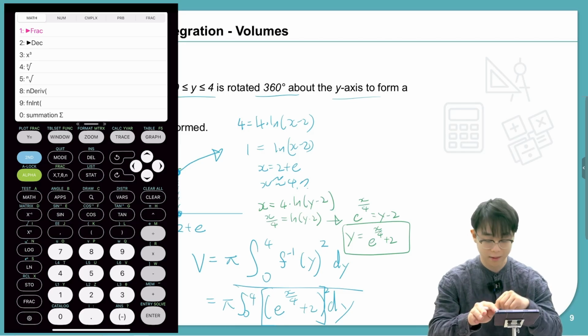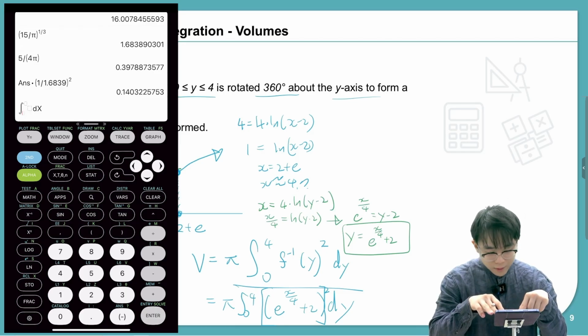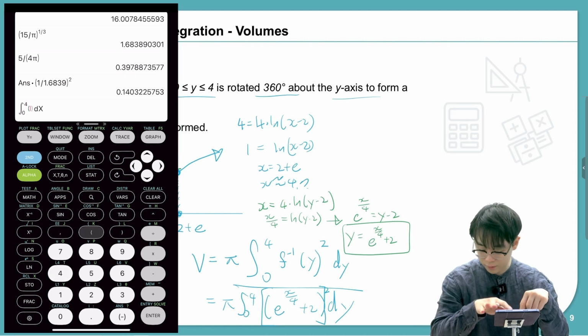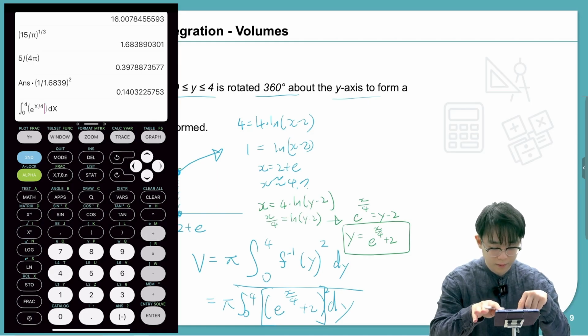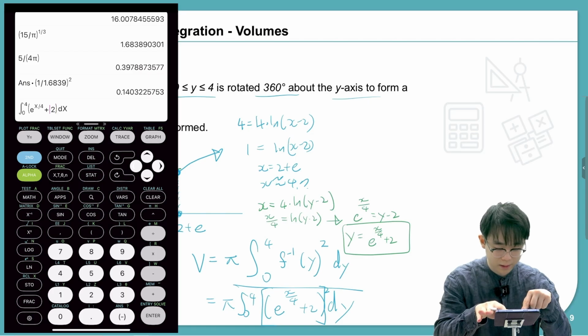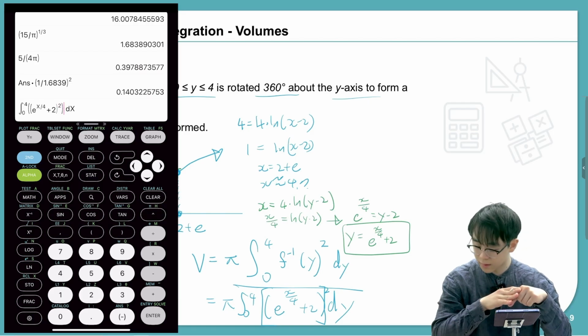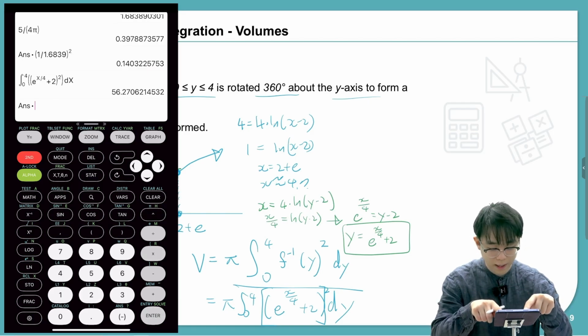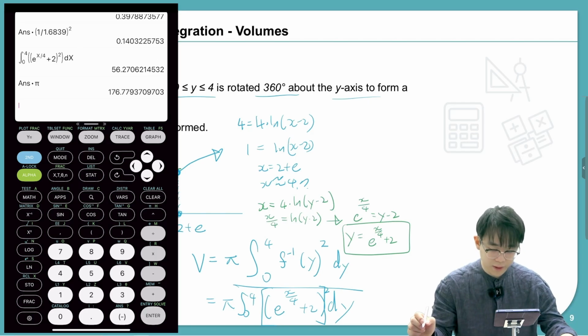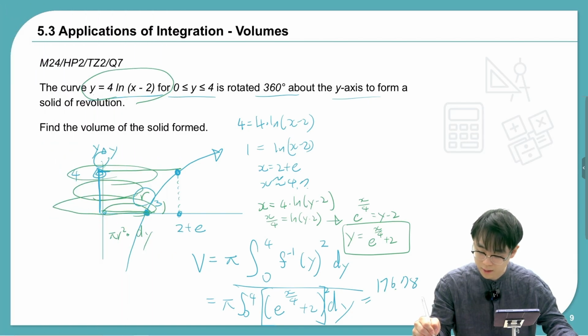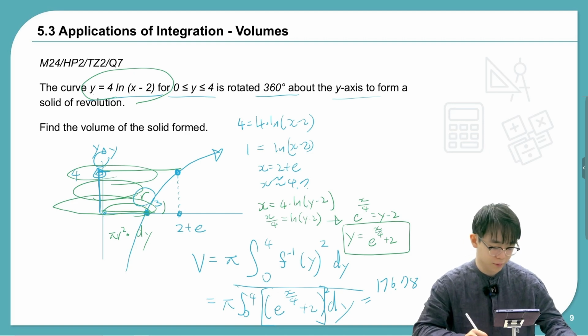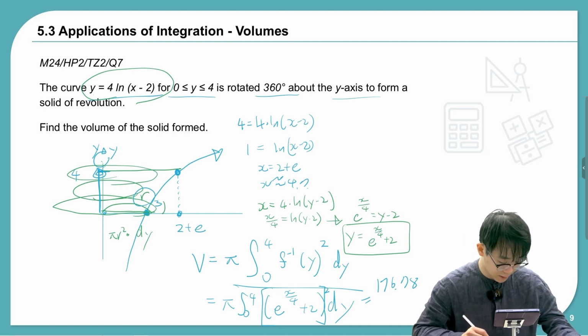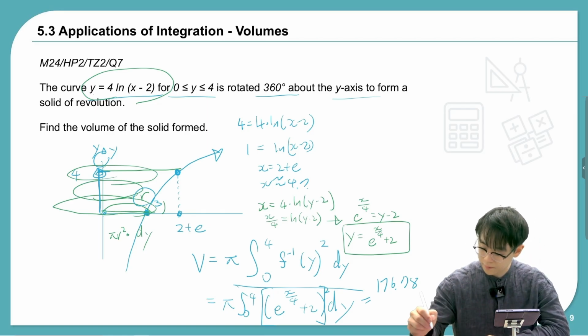Okay. So you can go to your math, integration, 0 to 4, and you would have e to the power of x over 4 plus 2. This entire thing has to be squared. And we have to multiply by pi here. Using our calculators, we seem to get a volume of 176.78. We don't have the units, so we don't need to write that. So our volume is going to be 176.78.